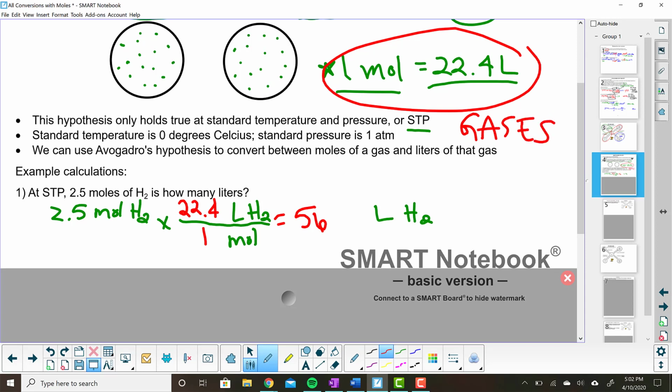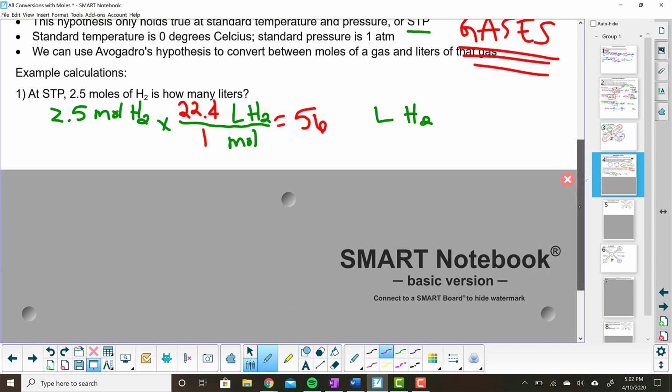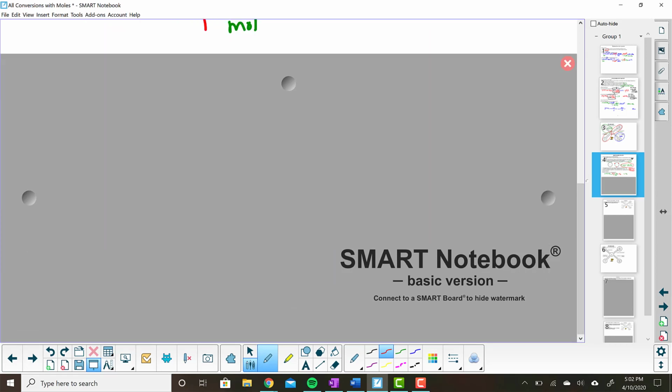Now, I will say it's very, very important that you realize that this equality only works for gases. If you do not have a gas, this hypothesis does not work. It's the fact that we have gases and that we can squish the particles closer together because there's so much empty space. That's the only reason that this hypothesis works. If you don't have a gas, then you cannot use this equality.